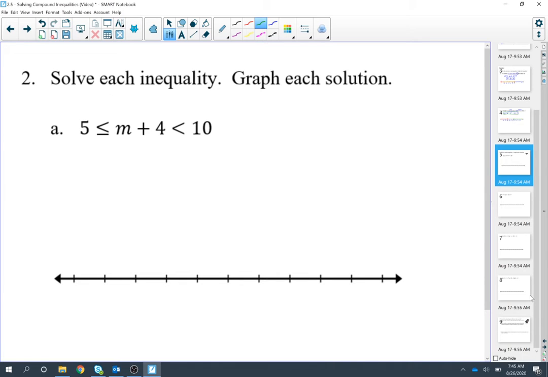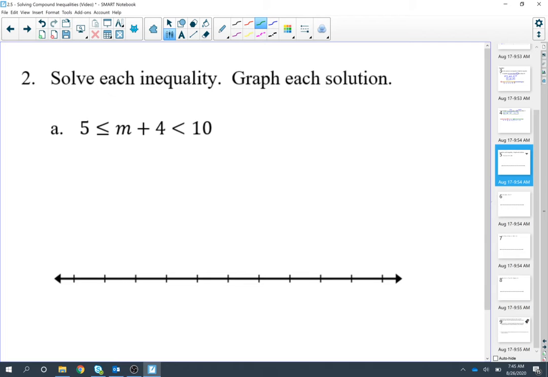Example 2. Solve each inequality, graph each solution. Letter A, 5 is less than or equal to m plus 4, which is less than 10. Now, this is a compound inequality. You see two inequalities. My first question is: is this an "and" or is this an "or"?